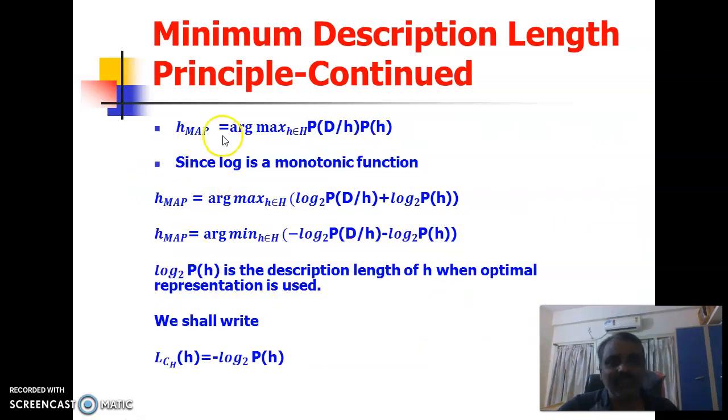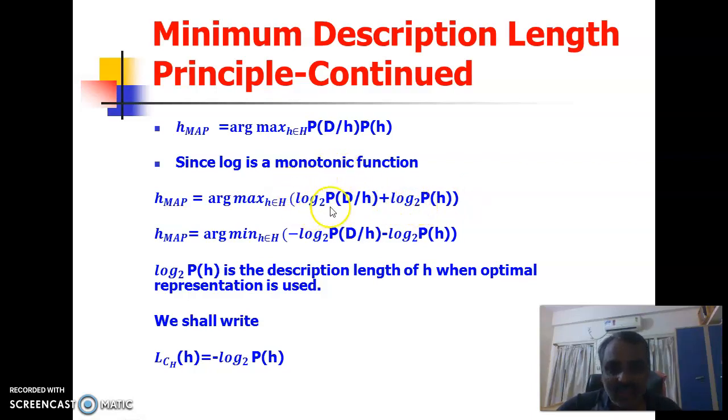We have H_MAP is equal to argmax over H an element of capital H, P(D|H) into P(H). This expression is known to us. Now, since log is a monotonic function, this can be written in terms of logarithm. So you can write H_MAP is equal to argmax over H an element of capital H, log P(D|H) to the base 2 plus log P(H) to the base 2.